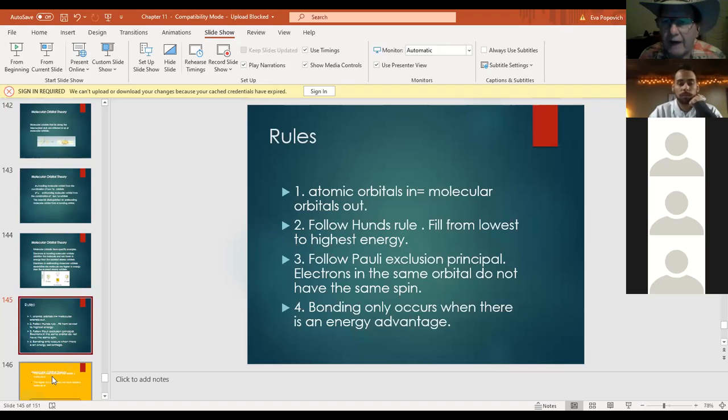So the rules we have to deal with. The number of atomic orbitals in equals the number of molecular orbitals out. We're going to follow Hund's rule and Pauli's exclusion. In other words, we're going to fill these just like you filled the orbital diagrams in quantum. Bonding only occurs when there's an energy advantage.